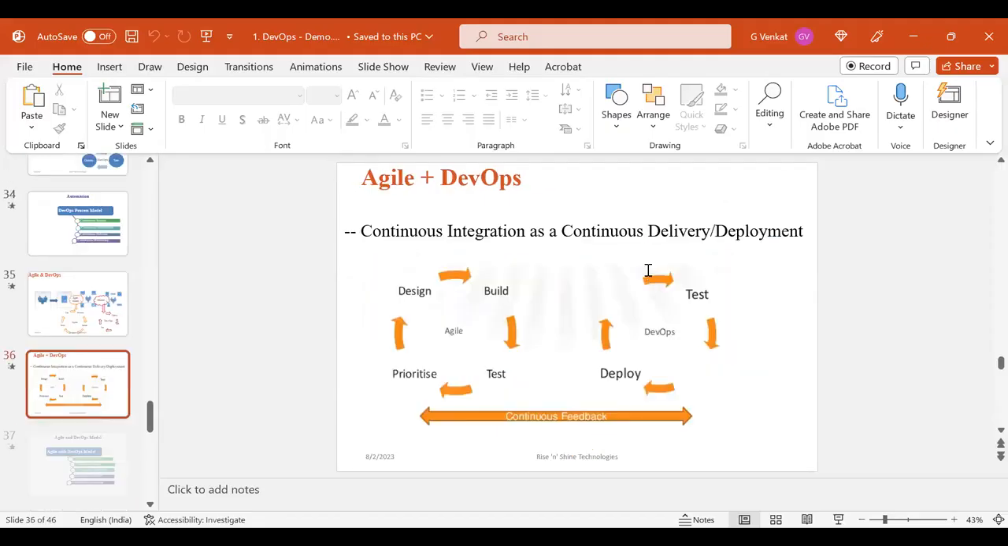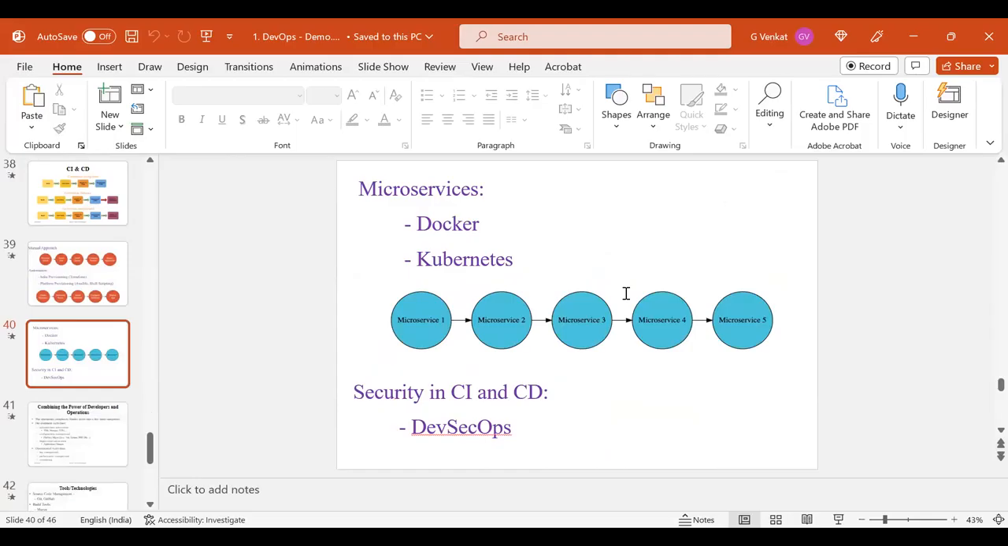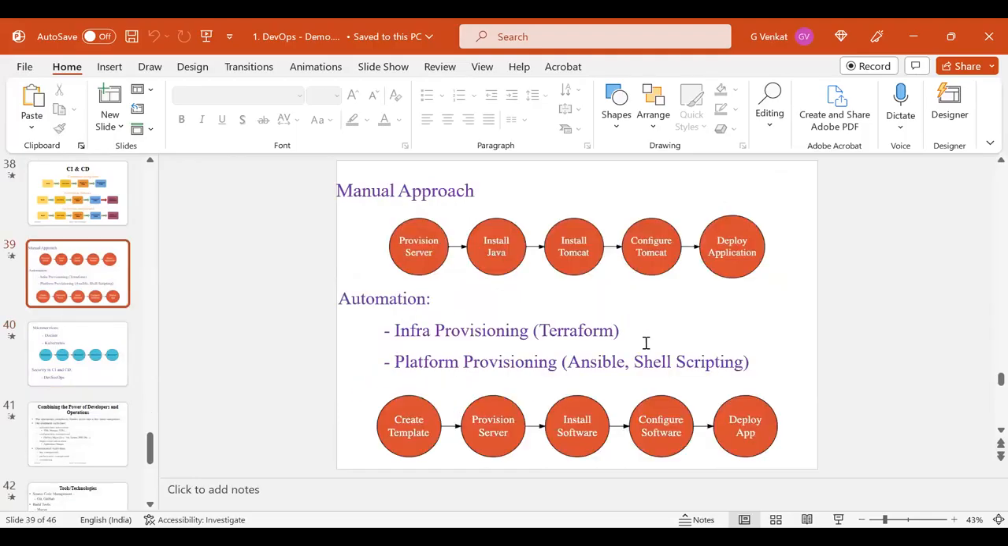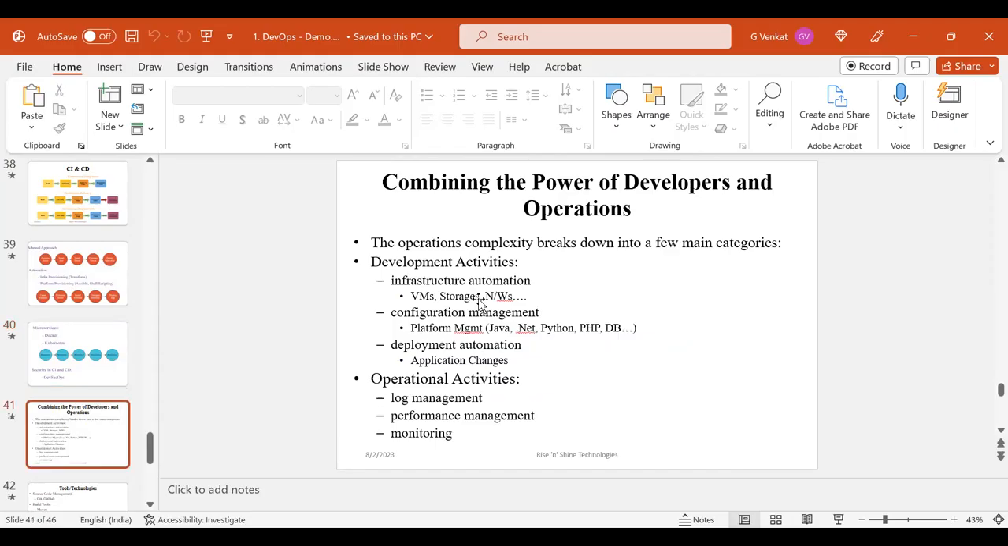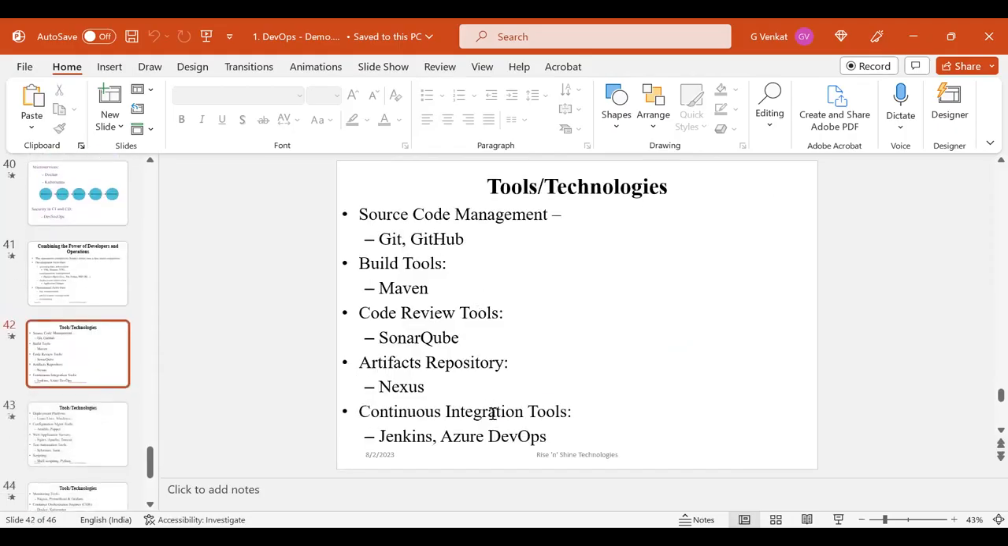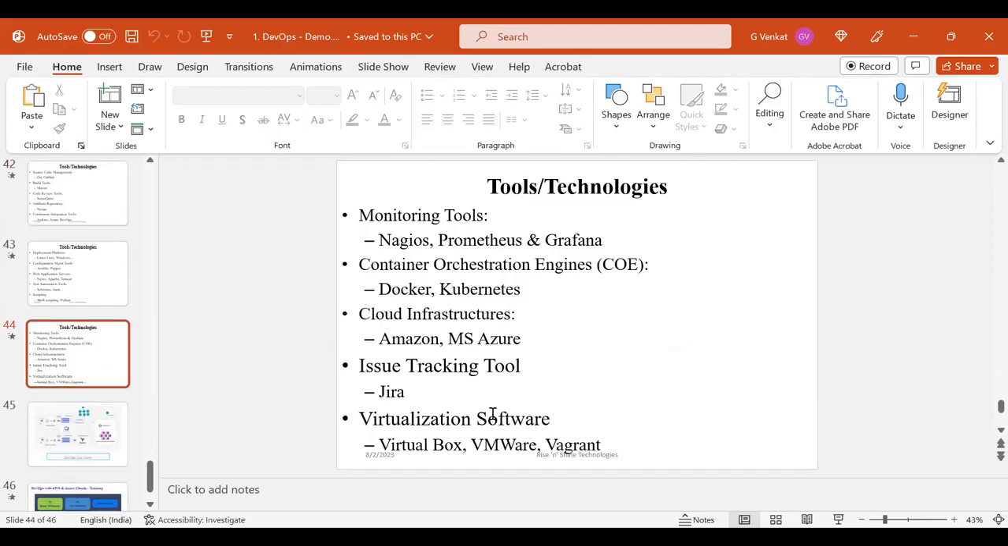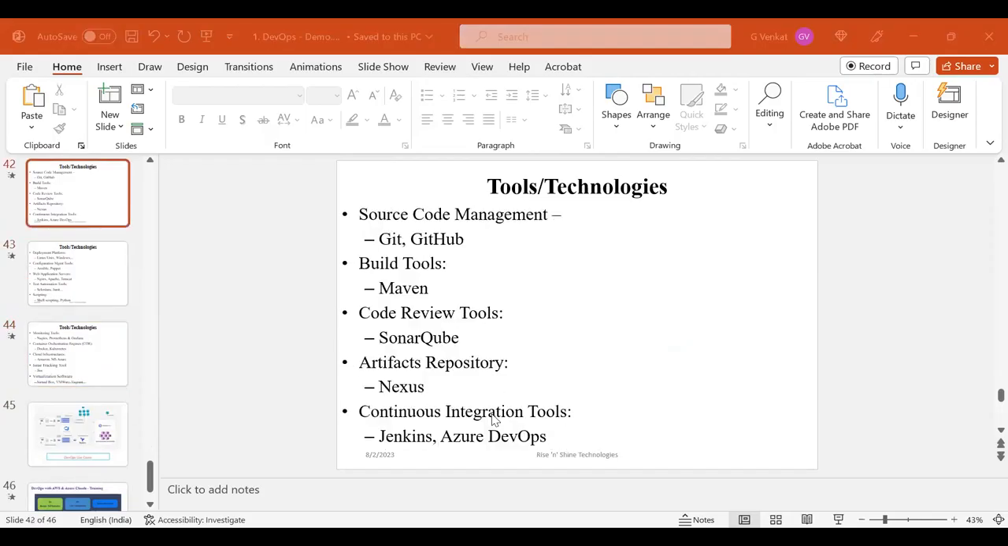Anyway, all these points, we are going to have them one by one. Docker, Kubernetes, and first we are going to do the manual understanding, then convert that manual into automation with Terraform and Ansible with shell scripting. Same application: first manual approach, then automation approach, then container-based approach, Docker and Kubernetes. So those are all the tools we are going to have. So that is the overview of DevOps before starting.